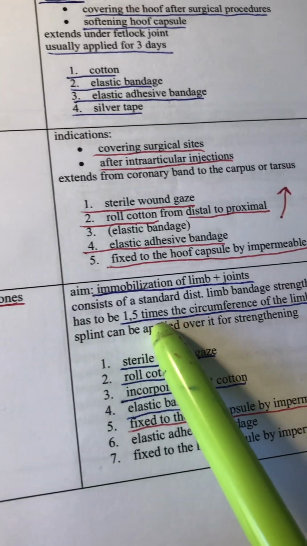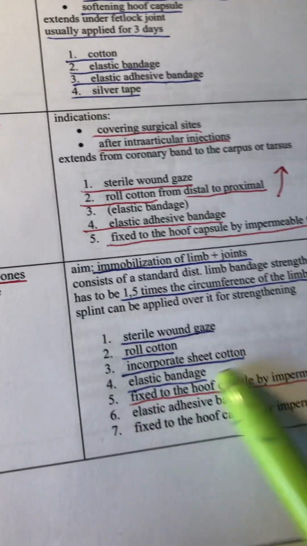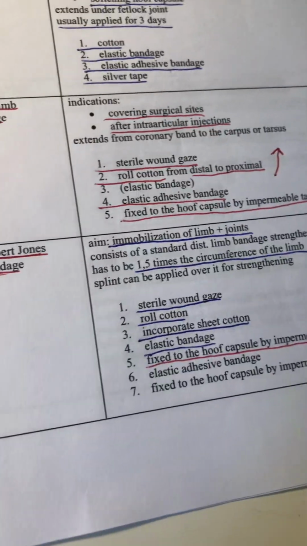And the Robert Jones bandage is for immobilization of the joints. It's 1.5 times the circumference of the limb. Sterile gauze, roll cotton, incorporate cotton sheet, elastic band, and fix the hoof capsule by impermeable tape.